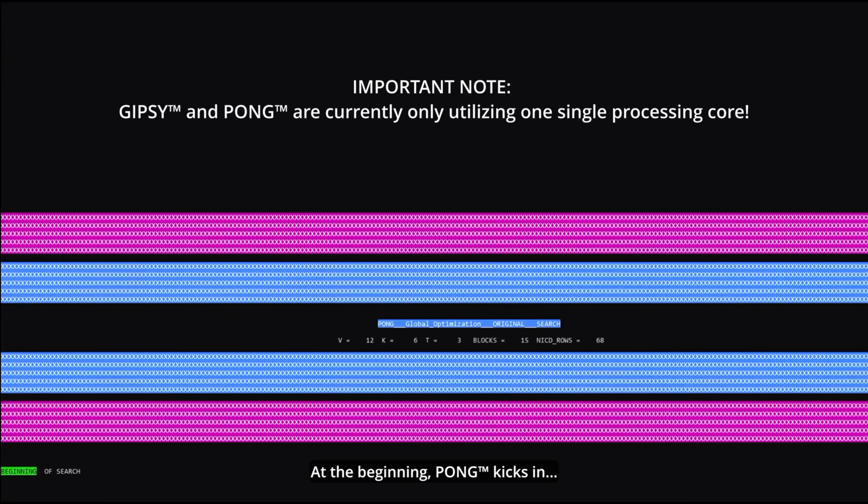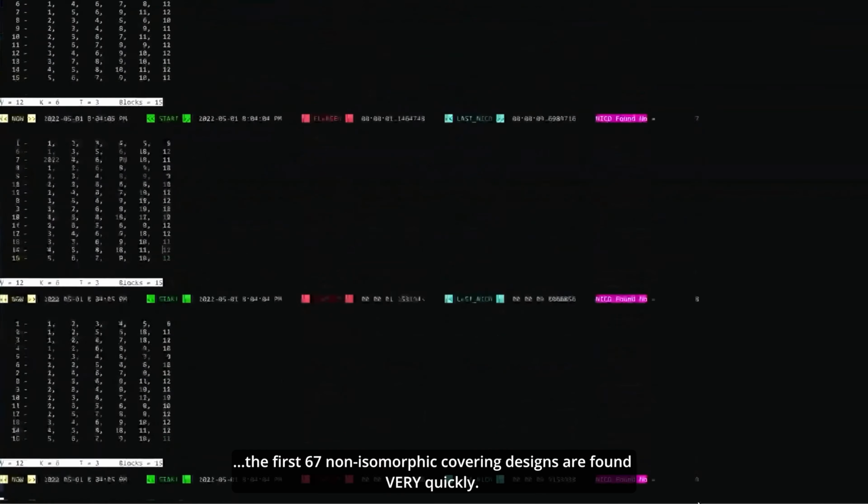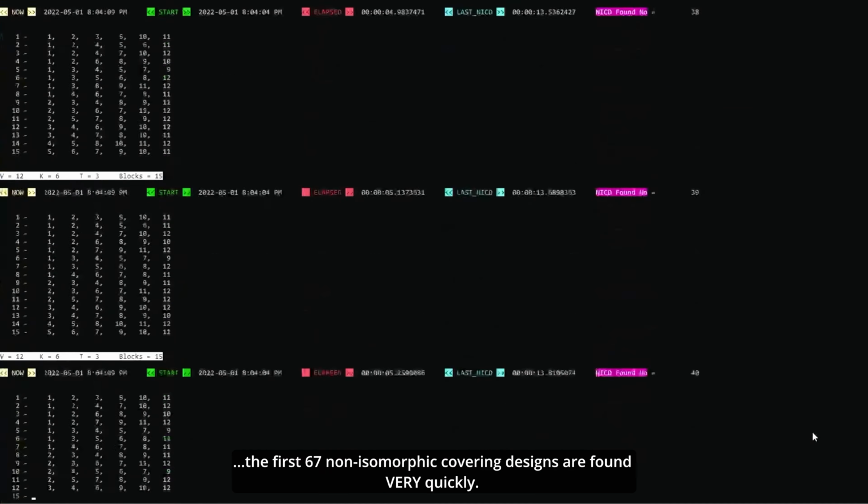At the beginning, PONG kicks in to find the lowest bound, which happens to be 15 blocks, but it does not start as a covering design. It's an actual empty kind of covering design, so it proceeds to quickly find the lowest bound. As you can see, as I mentioned before, the first 67 non-isomorphic covering designs are found very quickly.